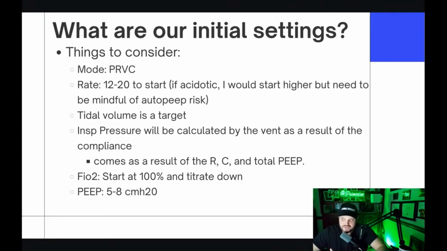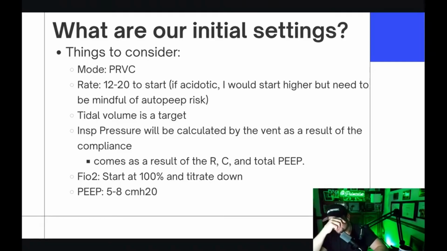I personally like volume control if I'm worried about auto-PEEP, because I can see on the vent in real time as it's happening that the pressure is going up. And then depending on if it's on one side of the pressure curve or the other, if it's on the left shoulder of the pressure curve, that can mean that there's a flow resistance issue.